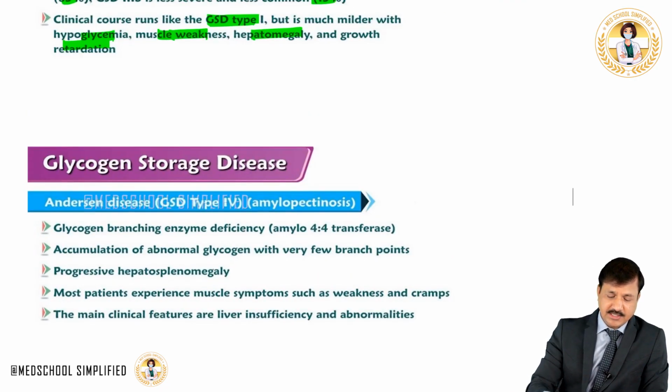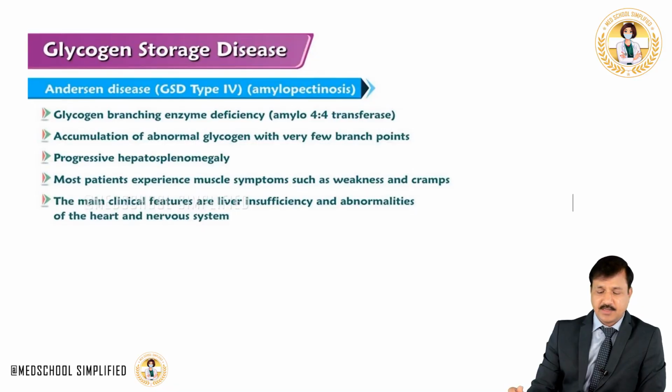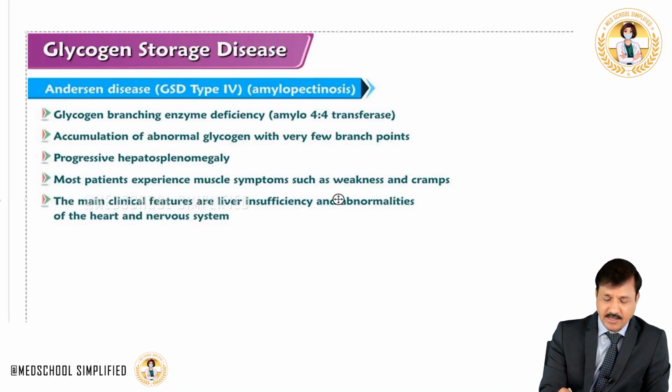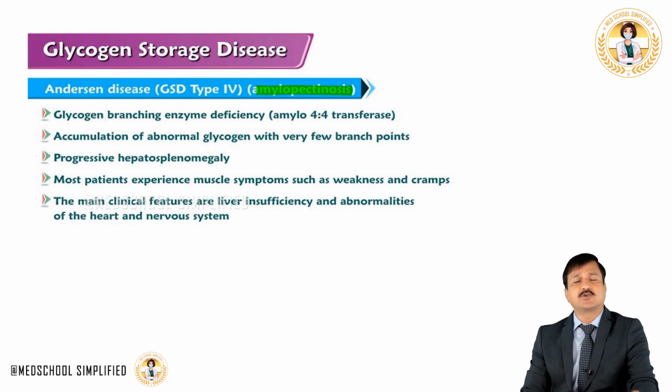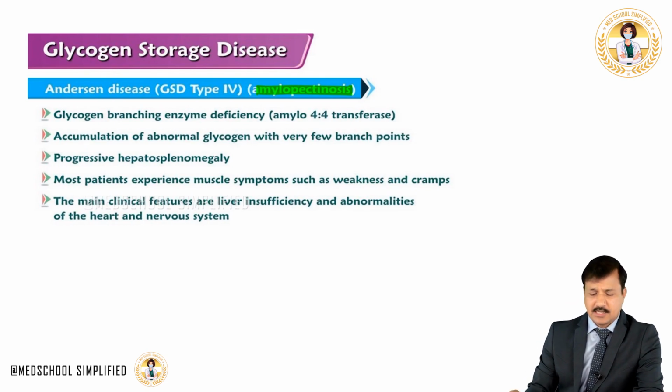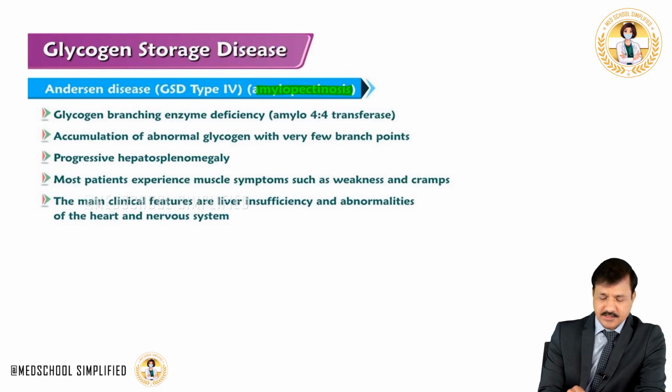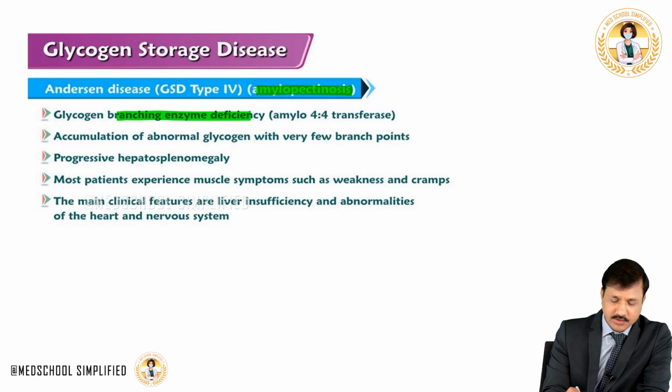Coming to the next disease, that is Andersen disease. Andersen disease is called amylopectinosis, which is glycogen storage disease type 4, and this is because of deficiency of the branching enzyme, that is amylo 4,6 transferase. Let me correct it here. It is amylo 4,6 transferase, 4 and 6, not 4 and 4. It is 4,6 transferase.